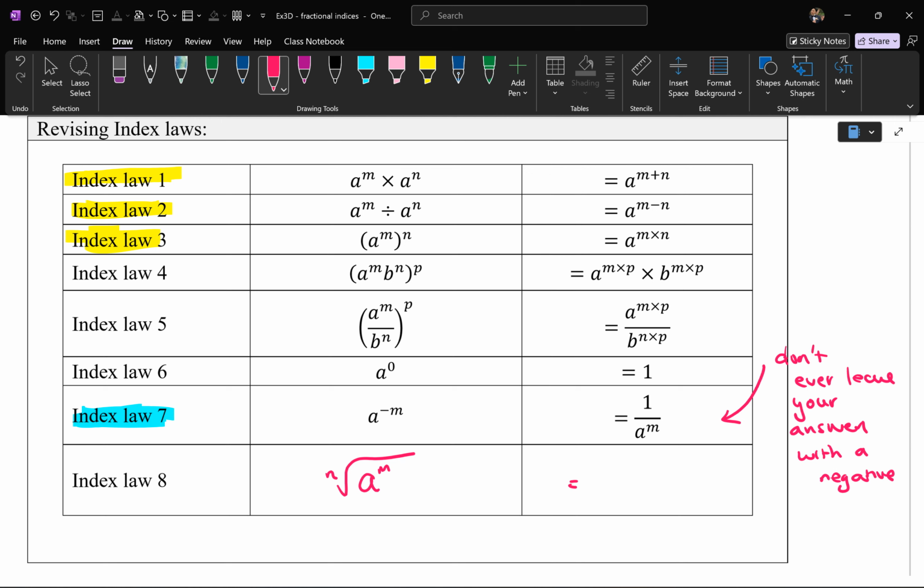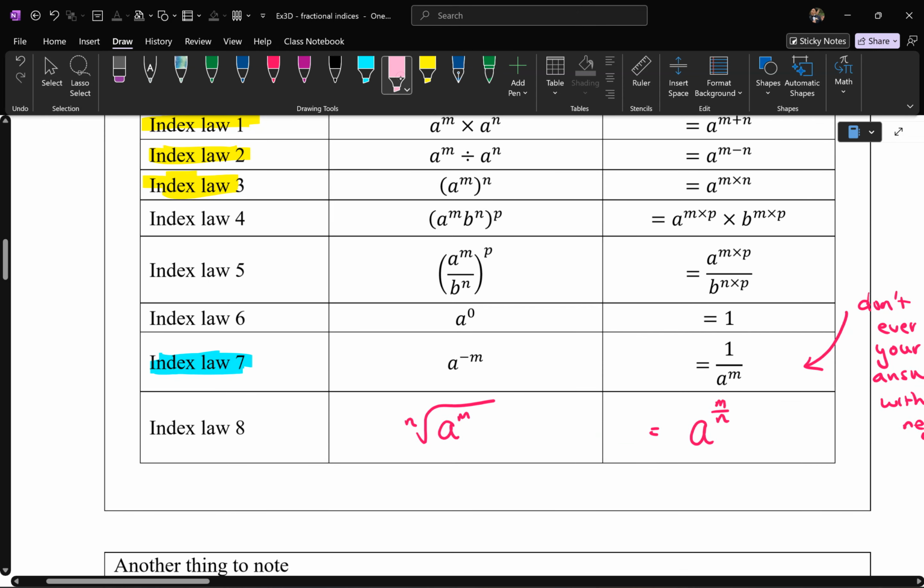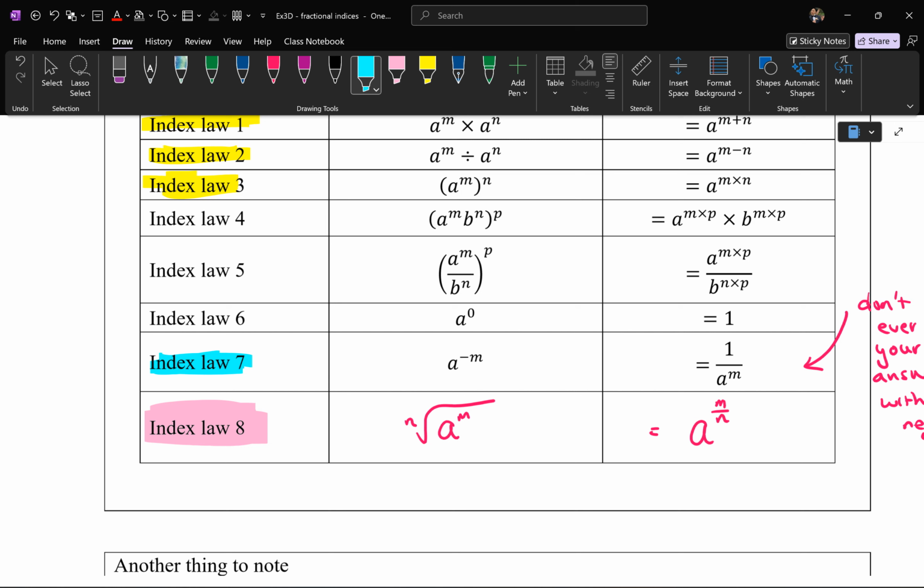Equal to a to the power of m over n. Very good. So this is the rule that most students tend to forget, even all the way up to year 12. I was testing them just last session, actually, because we're now onto exponentials and logs, and they're almost finishing it by the end of this week. That's how fast we go at year 12.